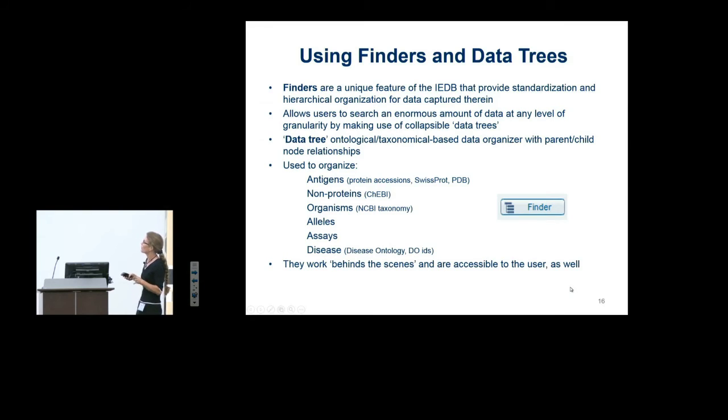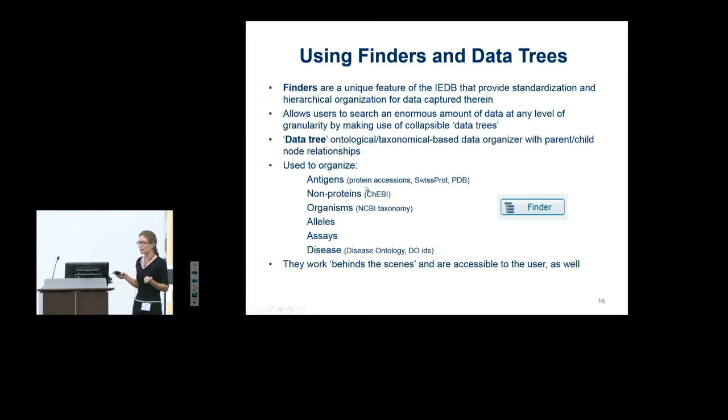The data trees are ontological. For those of you who aren't familiar with ontology, I won't try to explain it, but it's the way computers talk to each other, or in the case of NCBI, a taxonomic-based organization with a parent-child relationship. I'll show you what we mean by that. This is the icon here. This is what they look like. When you click to open those, and I'll be demonstrating those shortly, we use this to organize all of the data in the database.